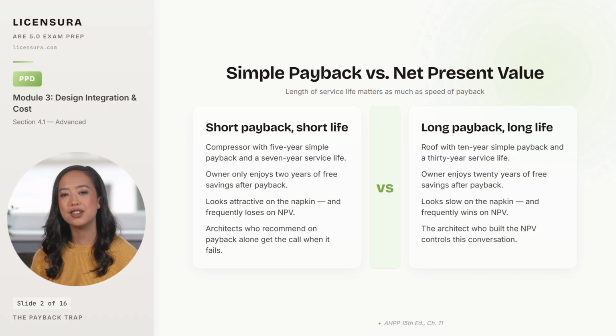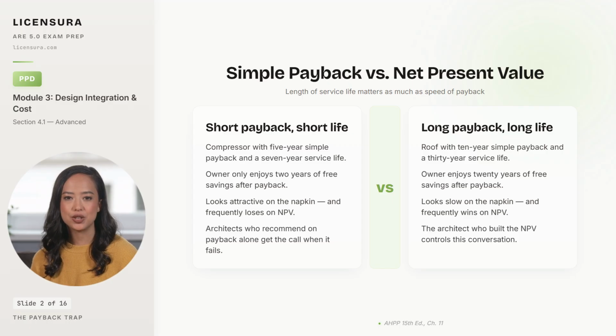A roof with a 10-year simple payback and a 30-year service life looks slow on the same napkin, twice as long to break even. But the owner enjoys 20 years of free savings after payback. And on net present value, the roof wins comfortably. The architect who recommends on payback alone can be technically defensible and still get sued when the owner's expected savings did not materialize because the system reached end of life before the savings curve really kicked in. The exam rule is plain. Simple payback is for screening. NPV, or savings to investment ratio, is for the actual decision.